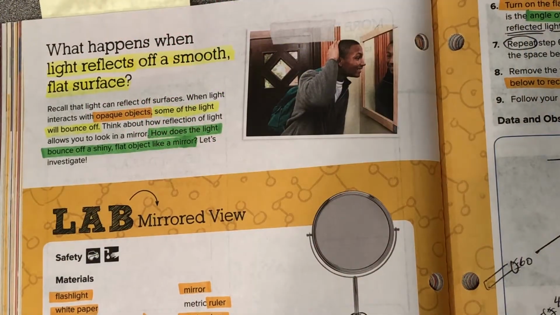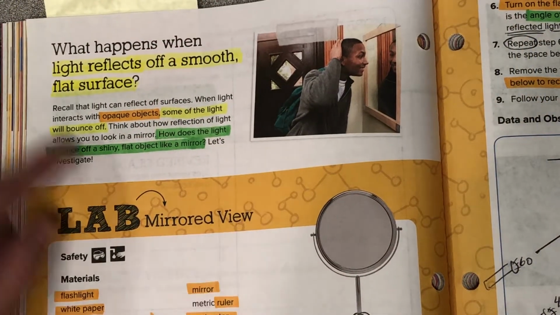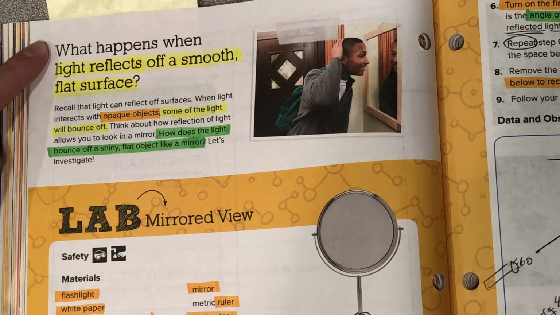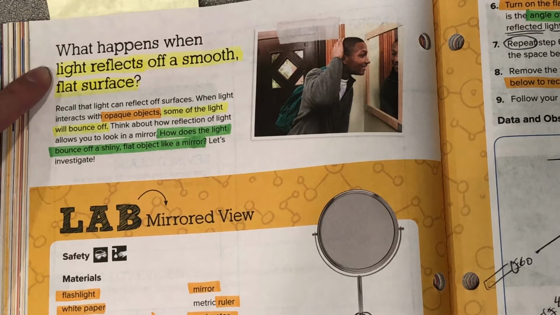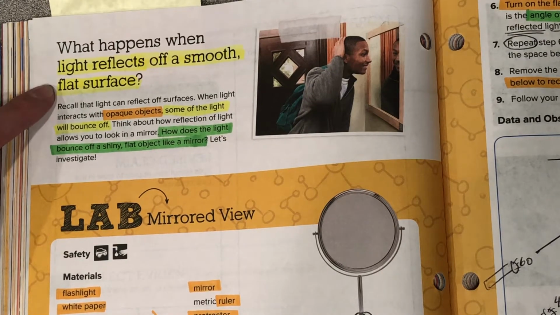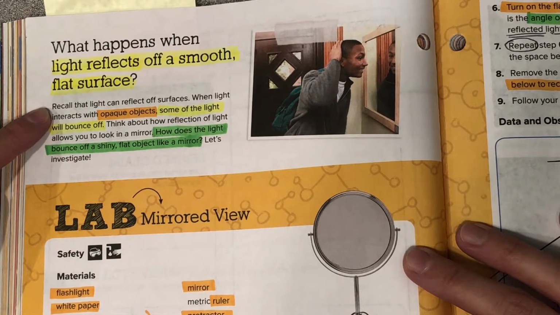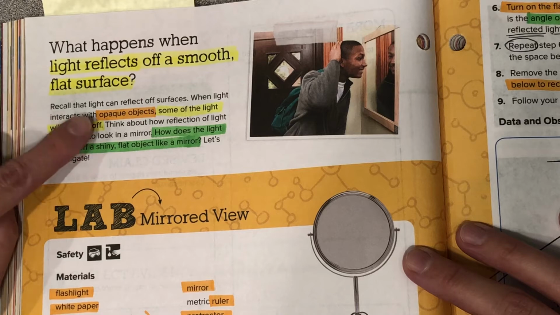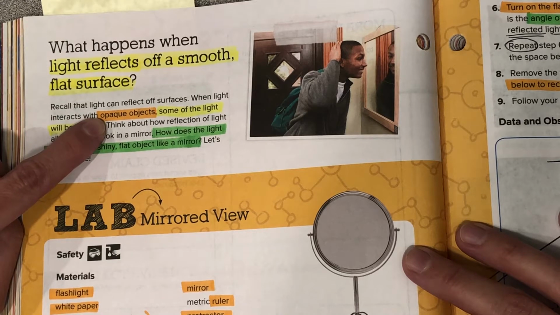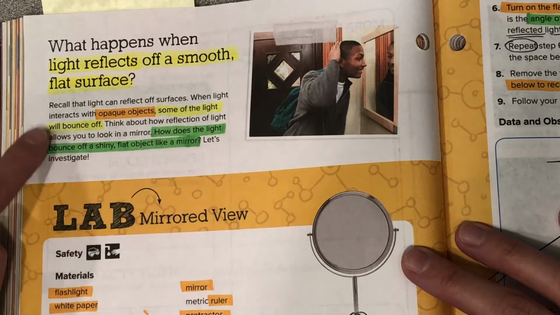Today we're going to be doing the lab mirrored view. So we're looking at what happens when light reflects off of a smooth, flat surface. Recall that light can reflect off surfaces. When light interacts with opaque objects, that's one of our vocabulary words from the last lesson, some of the light will bounce off.